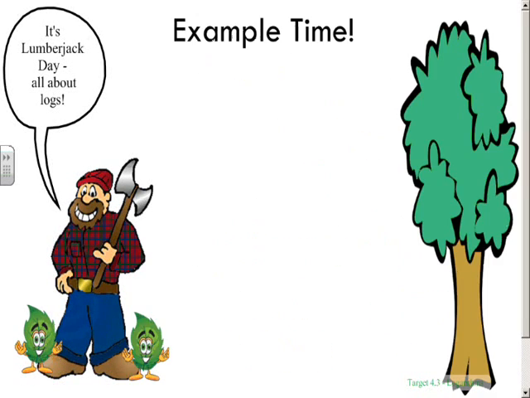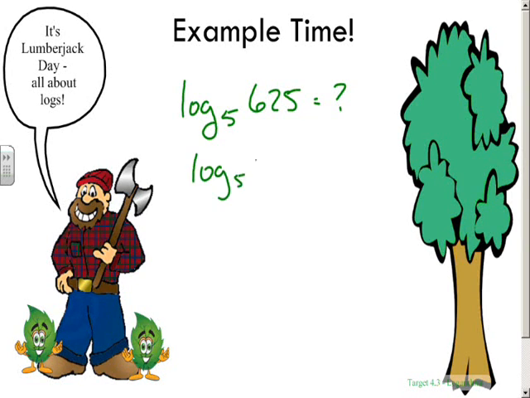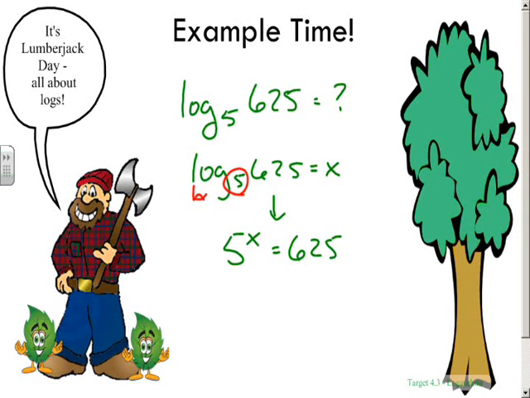Let's try a couple more. Okay, so what is log base 5 of 625? So the first thing I would say to do is put in a variable, rewrite it as an exponential form. Now the other way to remember this is this. Okay, this is your base. This is also known as a base. Those stay together. The other numbers end up swapping.